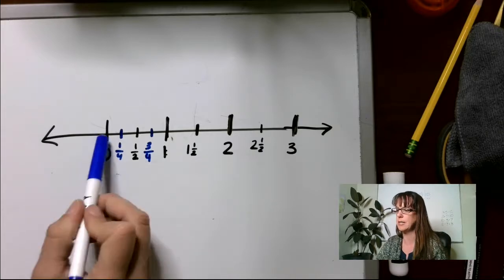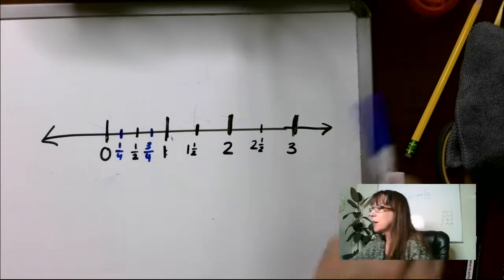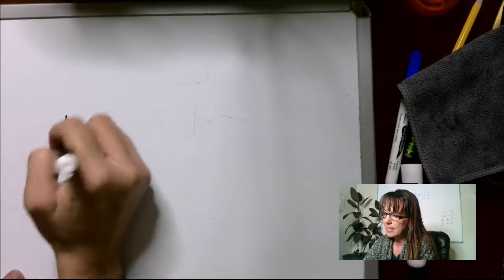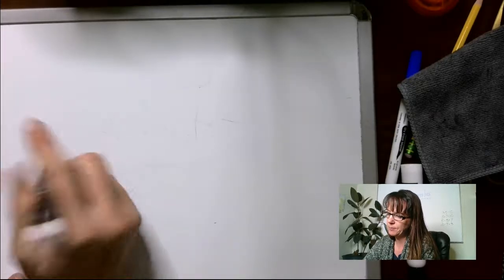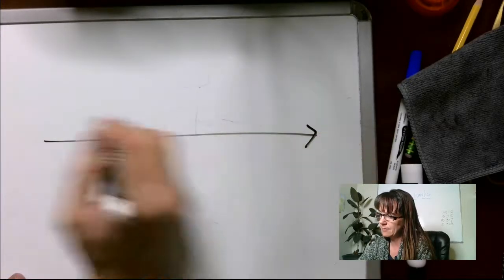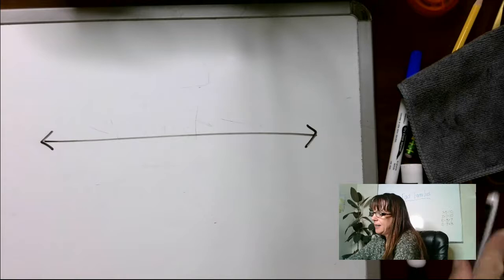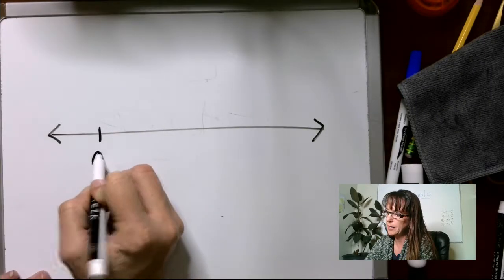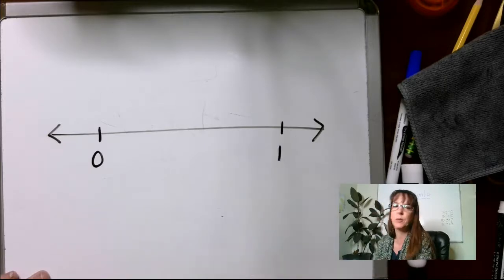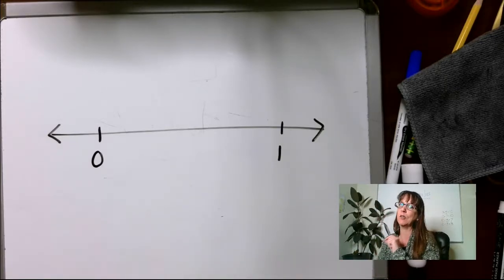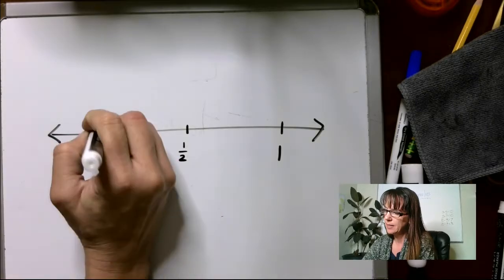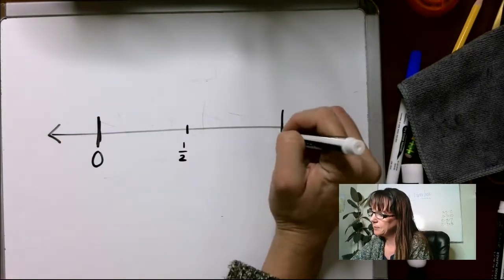Okay, so what I'm going to do is take this section right here and redraw that guy so that I can get in there and really get some good information. So let's say I have it like this. We have 0 here and 1 here. We've already established that halfway between 0 and 1 is 1/2, right? So we know that's that guy.